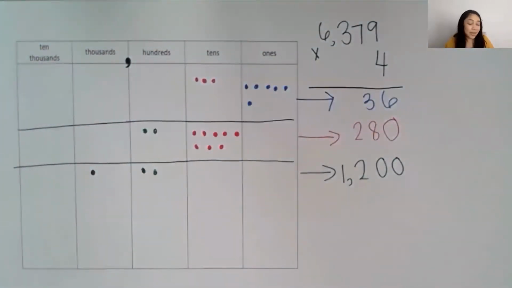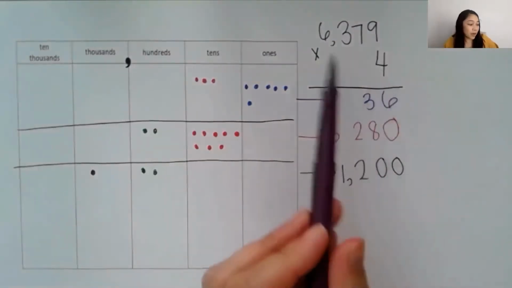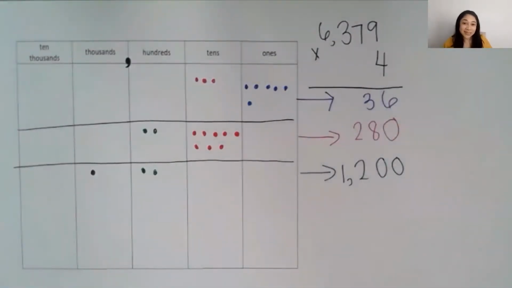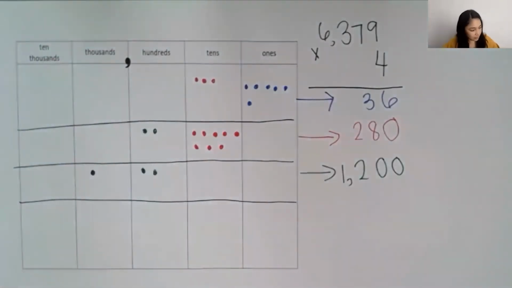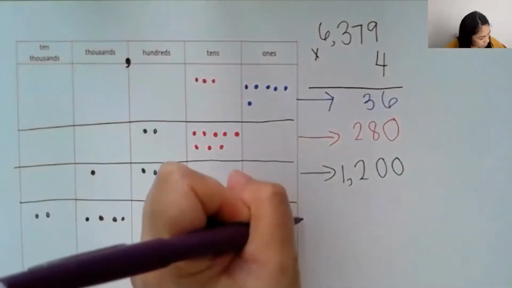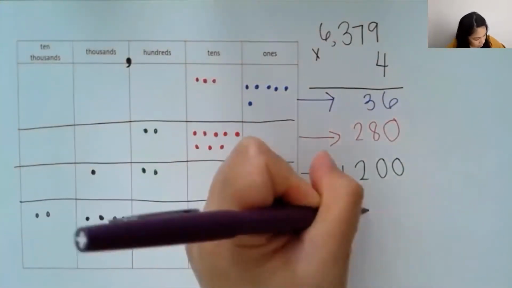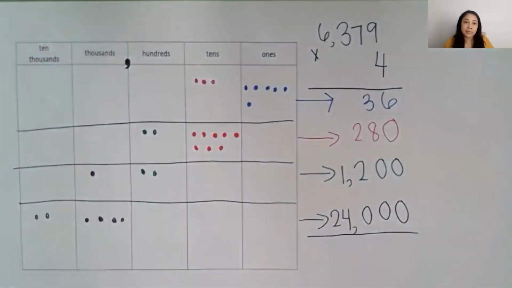Next, thousands. 4 times 6 thousands is 24 thousands, or 2 ten thousands, 4 thousands. Where do we record this? Yes, a little bit lower than the 1,200s. Can you see the 4 partial products?